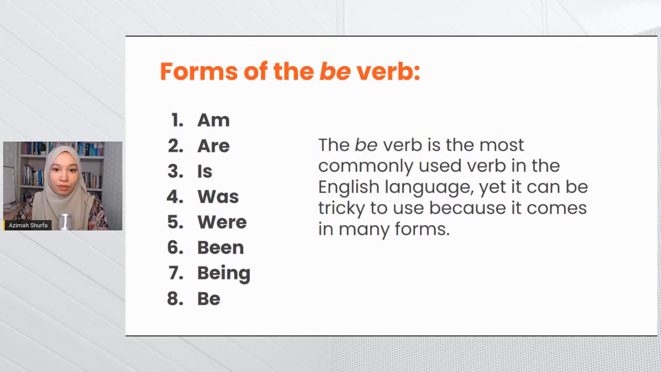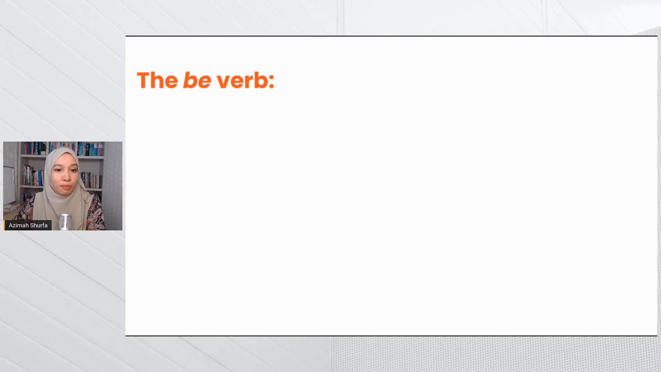Okay, there you go. So how many be verbs are there, everybody? 8. Thank you very much. Am, are, is, was, were, been, being, and be. The be verb is the most commonly used verb in the English language, yet it can be tricky to use because it comes in many forms.